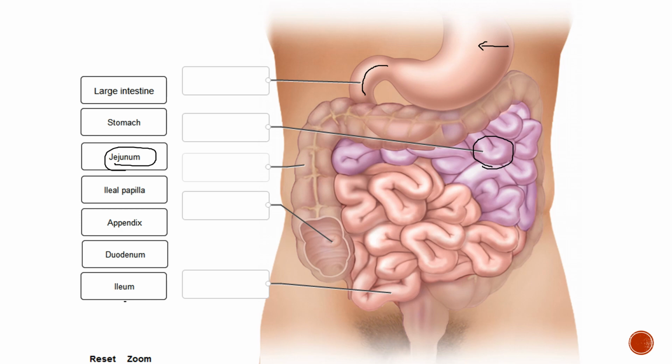And then the ileum, I-L-E-U-M, that's the area that's in kind of a pink color here. That's mostly in the right lower quadrant. Notice that here's the cecum, and there's the appendix again in the right lower quadrant.